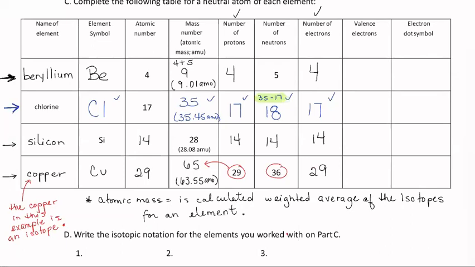Any questions on how to determine symbol, name, atomic number, mass number, protons, neutrons, and electrons for any element in the periodic table? Go ahead with your question.